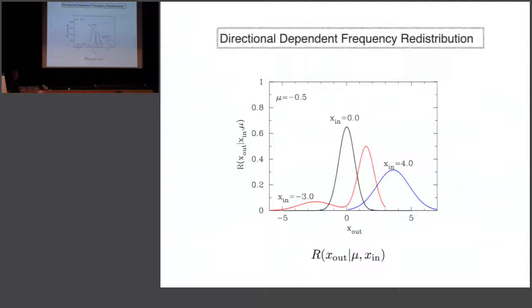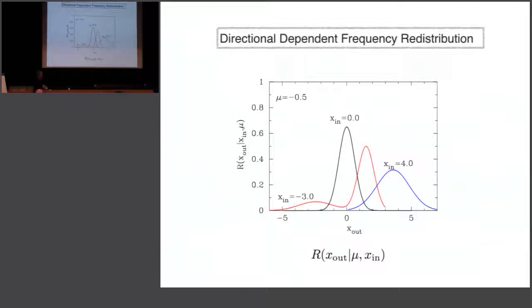This is the probability distribution function that the outgoing frequency of the photon has a value x out, given the incoming frequency, in this case x is 0, right? So exactly at line center, and mu. And in this case, mu is minus 1/2. So that means that the photon came in like this and scattered like this. Right? It's scattered back. Now for x is 0, you sort of see that the distribution of outgoing frequencies is almost like a Gaussian. The frequency of the photon doesn't change very much.